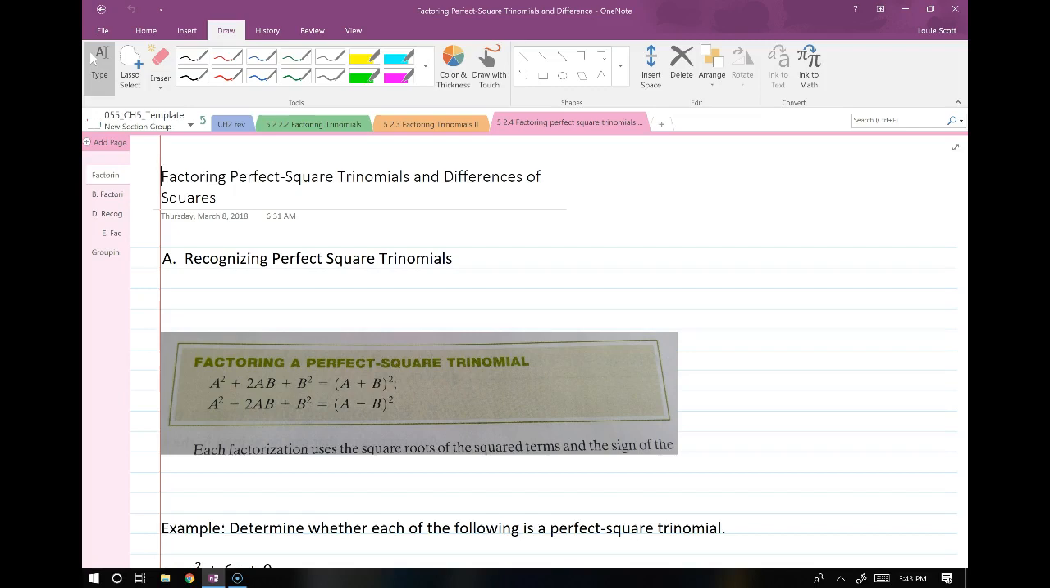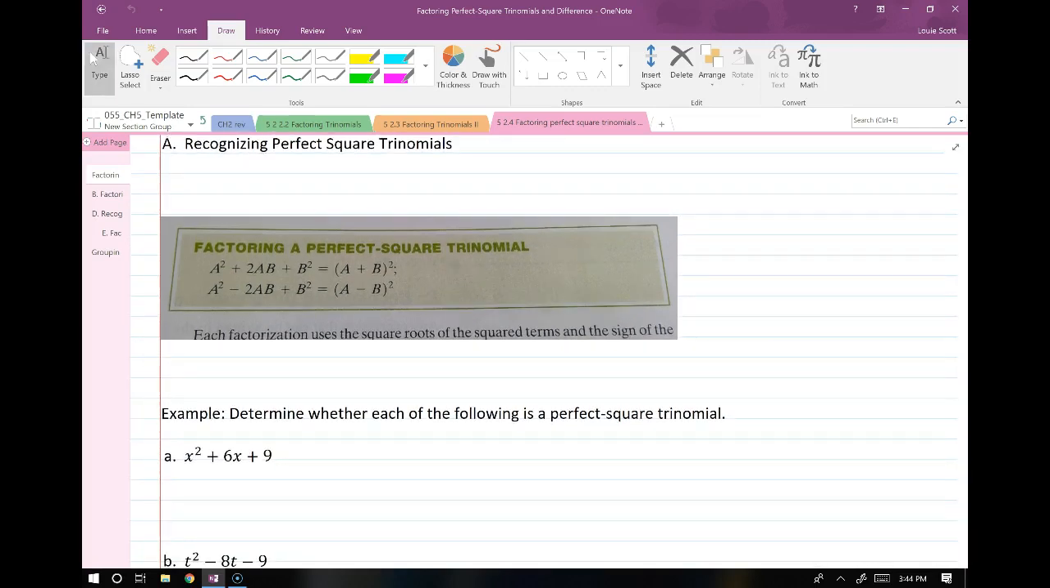All right, so the first one that we go over is recognizing perfect square trinomials. So to recognize a perfect square trinomial, all you have to do is make sure that your polynomial conforms to one of these two patterns.